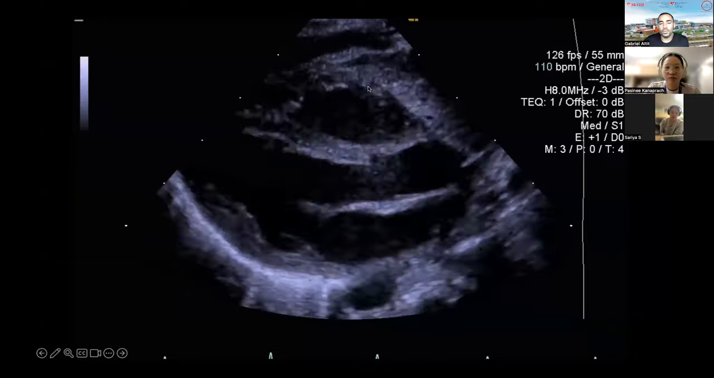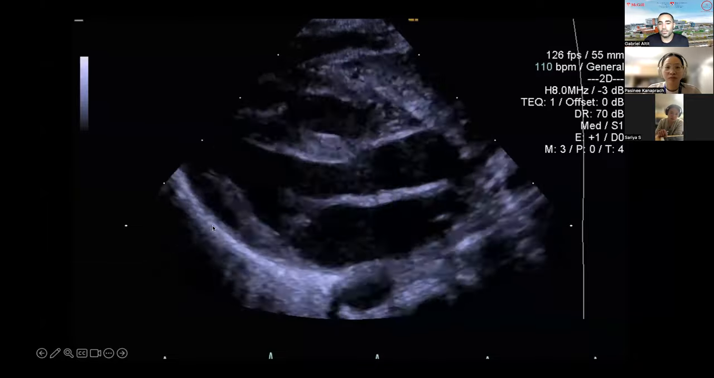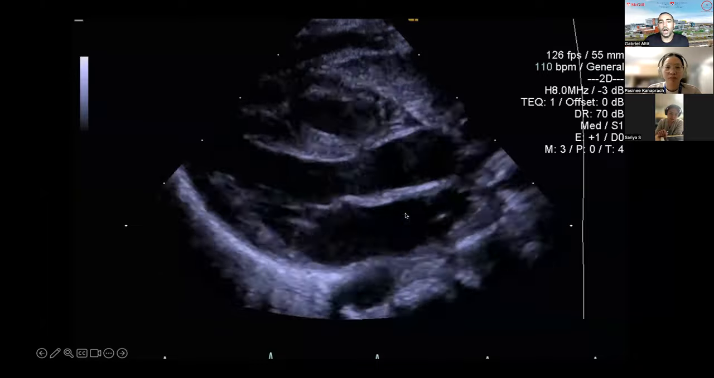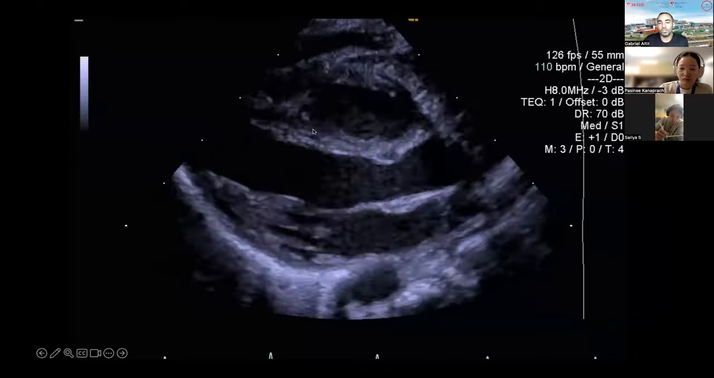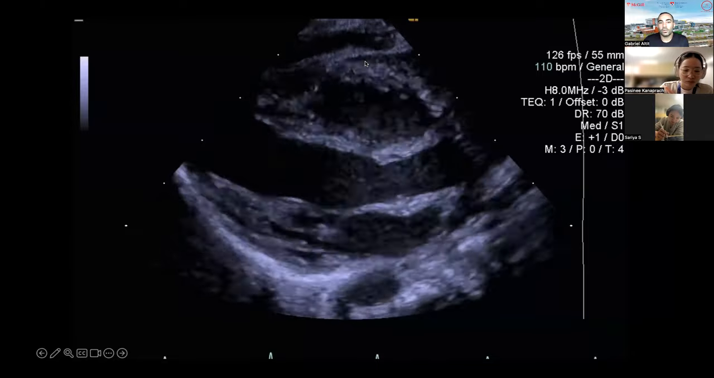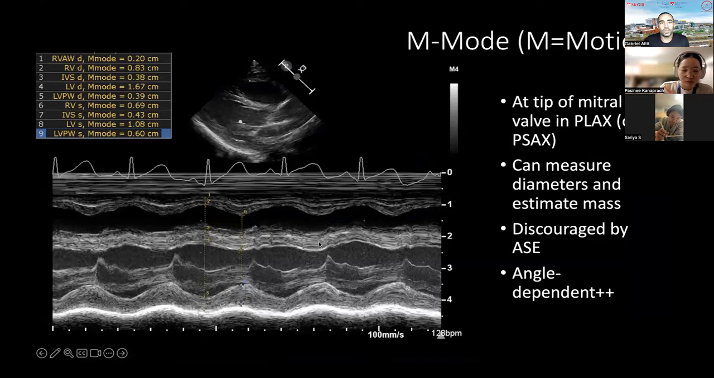So we can use the B mode, the brightness mode, to get to the images. But you can also use what we call the M mode, which is the motion mode, in order to get cuts. That's, for example, a cut.